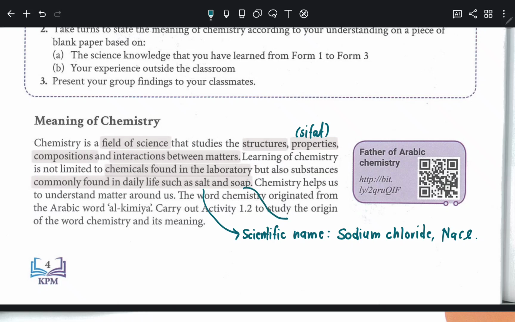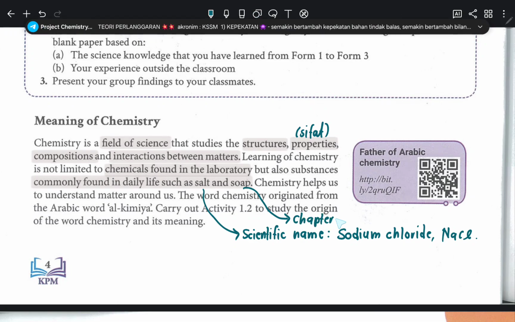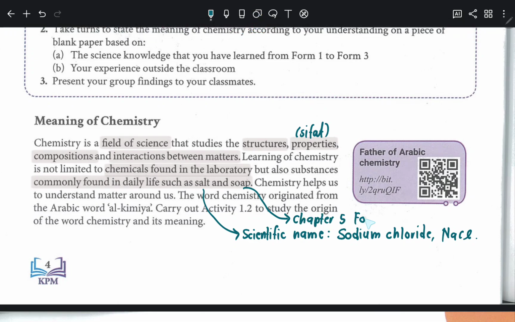About soap, you will learn in your form 5. When you enter your form 5, you will learn in chapter 5, form 5. You will be learning how the soap is produced, what things they use, what type of acids they use, what type of alkaline substance they use to make a soap. Itu semua chemistry juga. Alright, chemistry helps us to understand matter around us. Ingat that the main aim of chemistry is to understand matter around us.